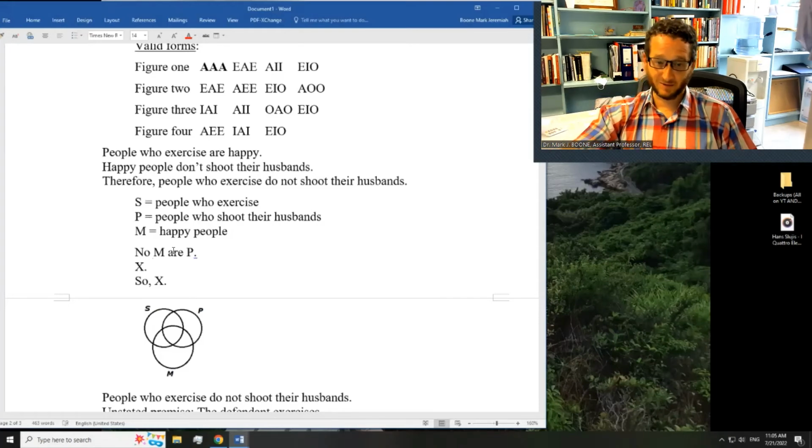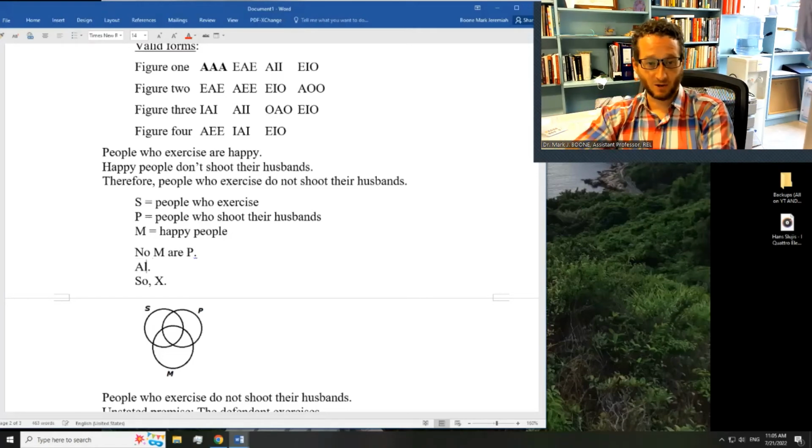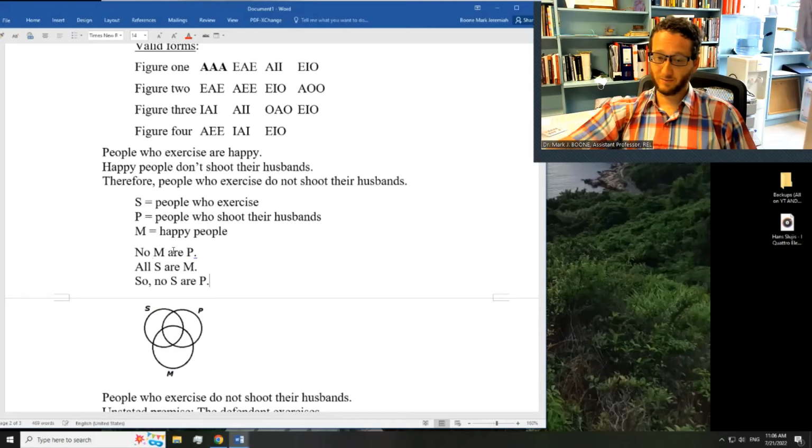Now the minor premise, the one with the minor term, the one with S, people who exercise. People who exercise are happy is all S is M. All people who exercise are happy people. And the conclusion, people who exercise do not shoot their husbands. No S is P. No people who exercise are people who shoot their husbands.